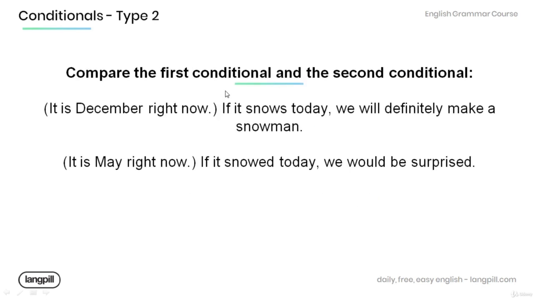Now compare the first conditional and the second conditional. Have a look at the examples below. If it snows today, we will definitely make a snowman. Now this sentence is in the first conditional because it is December right now and it's highly likely for it to snow. And in this sentence, if it snowed today, we would be surprised. Now this is in the second conditional because it is May right now and it's almost impossible for it to snow.